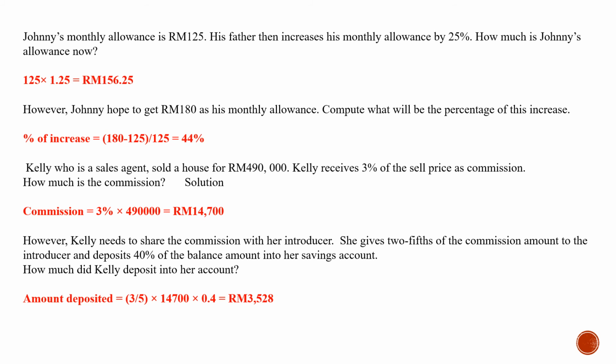Kelly, who is a sales agent, sold the house for 409,000. She receives 3%. This is easy. Oh, most of you got this right. You just times 3%. That shouldn't be a problem. The second part also, you all got it right, most of you. She gives 2/5 of her commission, from the earlier answer, and deposits 40% of the balance amount into her savings. How much did Kelly deposit into her account? So you 3/5 times 14,700, then you times 0.4 of the balance, you will get 3528.